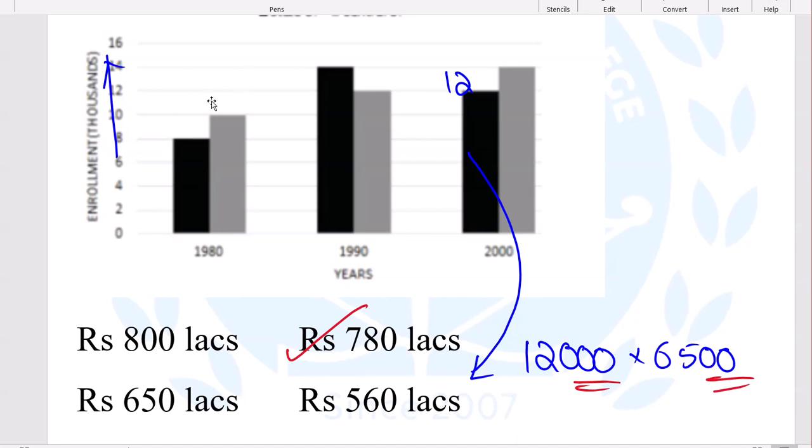Data interpretation, this is a bar graph. Collect the data from the diagram. This is in thousands, for your info. They have given it here in the question, thousands.